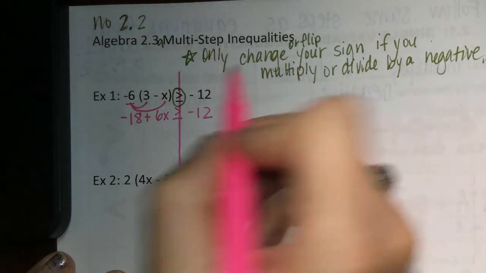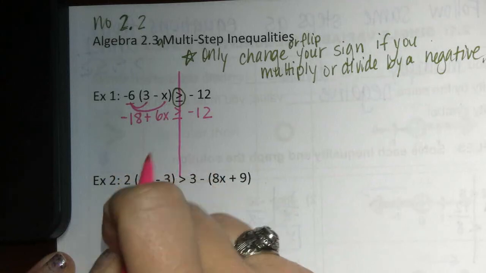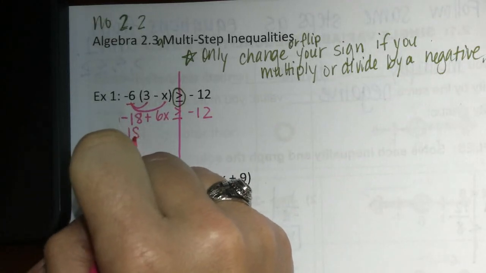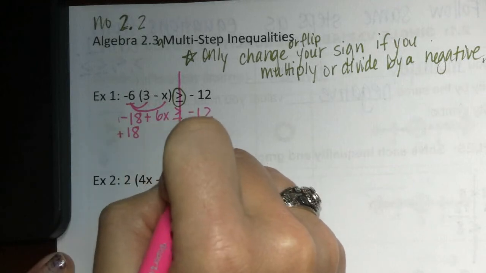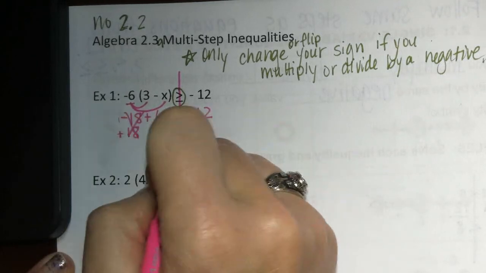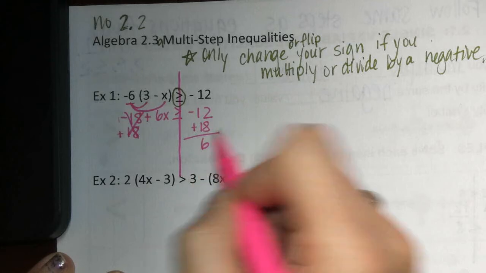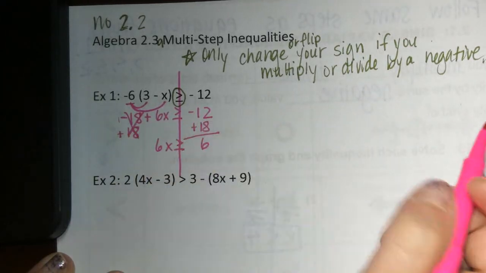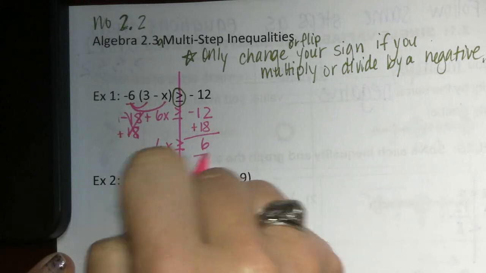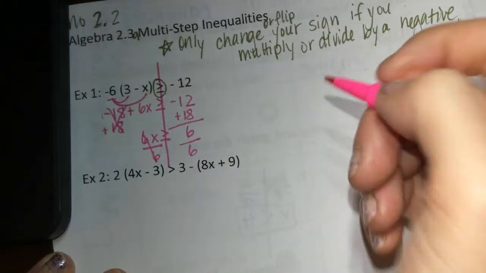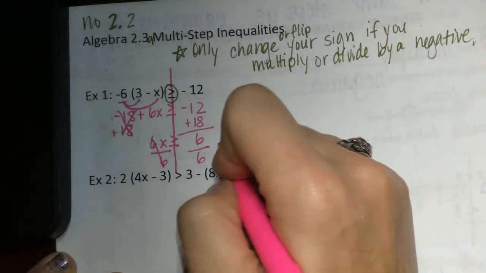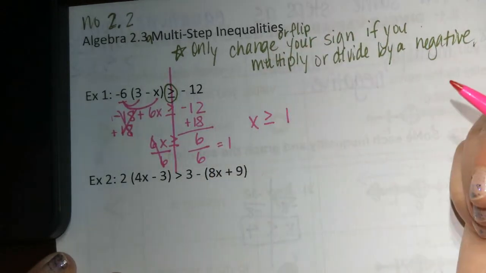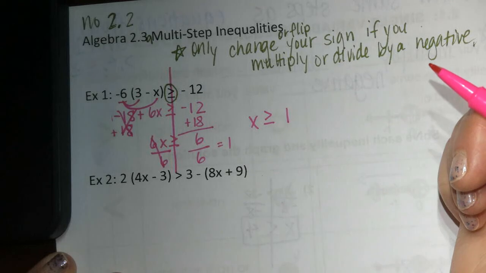Okay? So now we need to get this x by itself. We're going to take this negative 18 and zero that out by adding 18 to both sides. It zeroes it out here, and over here we end up with 6. So we have 6x is greater than or equal to 6. Then we just have one more step. We divide that 6 off the x. Now the x is by itself, and x is greater than or equal to 1.